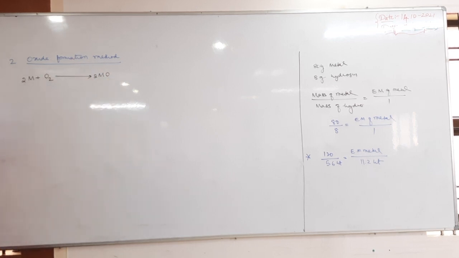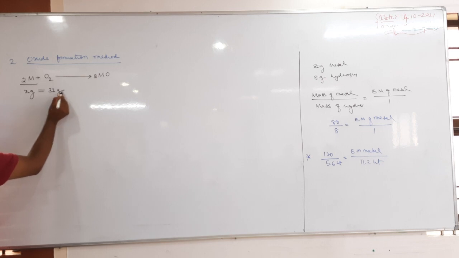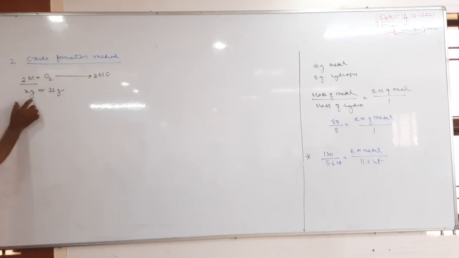Now the question is, let us take x grams of metal. X grams of metal is combining with how many grams of oxygen here? 32 grams, because the gram molecular weight of O2 is 32. So x grams, not x here, if I take x it becomes 2x, sorry. The atomic mass of M, I have taken as x. So 2 into x is 2x.